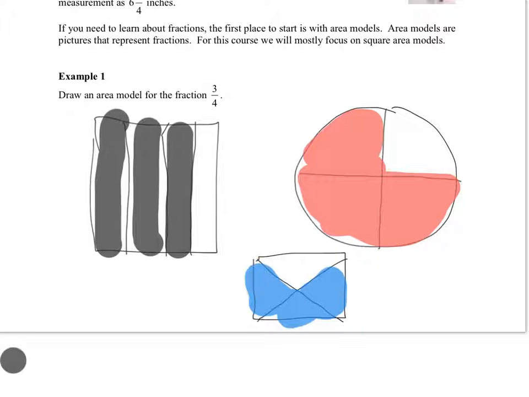Again, we could do another square, and we could do the lines this way. And again, you're trying to go for equal pieces to represent it, and then if we shade it in, 3/4 would be roughly like that. Try and stay within the lines. My coloring skills are about the same as a primary student, but if you can forgive me, you'll notice that 1, 2, 3 of these 4 pieces are colored in. So all of these different pictures represent 3/4.